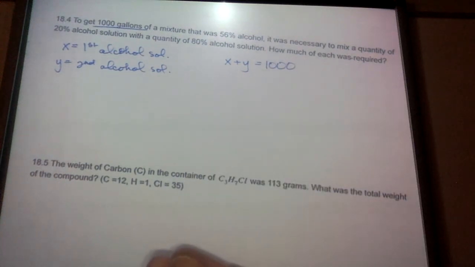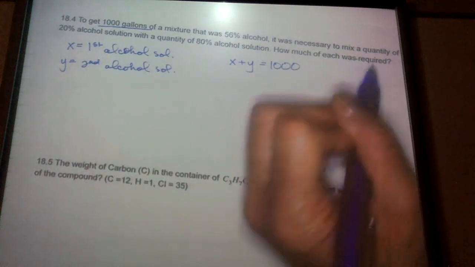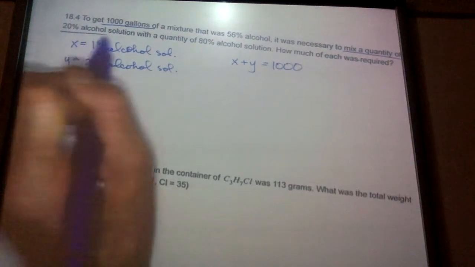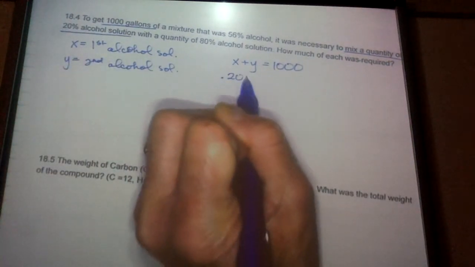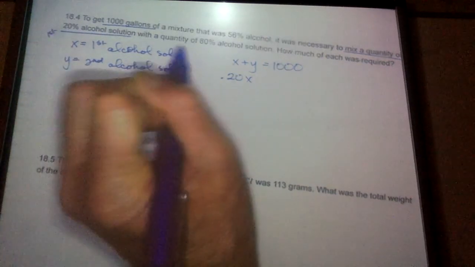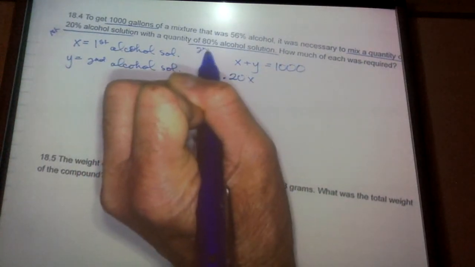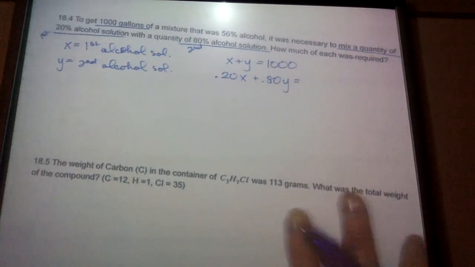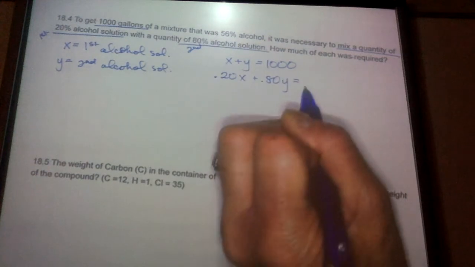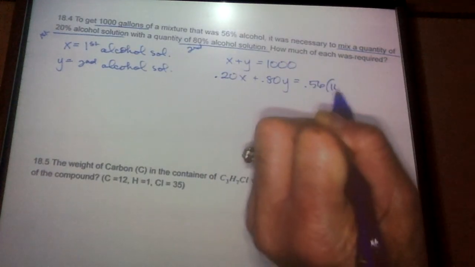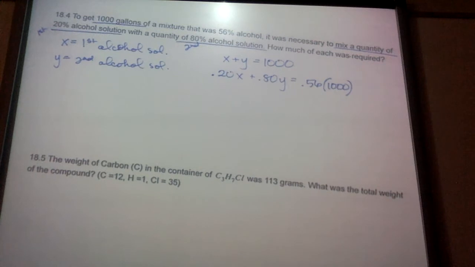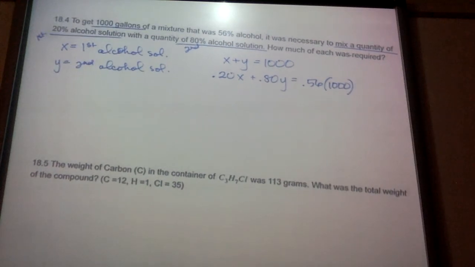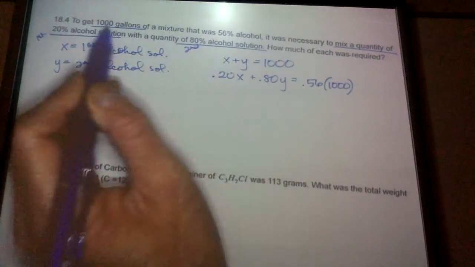And they told me that I was going to have to use a mixture of the following. So it was necessary to mix a quantity of 20%, so 0.20x is going to be my first. And 80% alcohol will be my second solution, so plus 0.80y. And that was to get a mixture that was 56%, and I know it's of 1,000 gallons. The 56% is of 1,000 gallons.